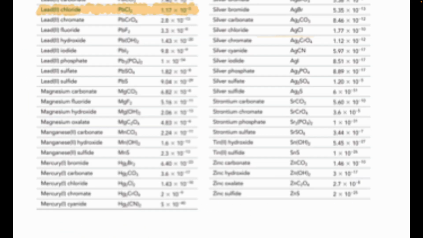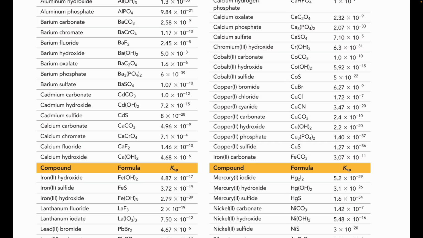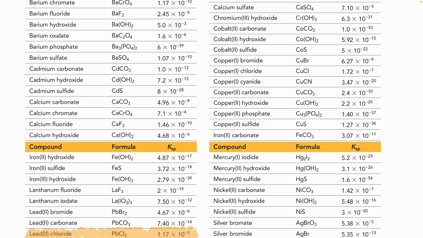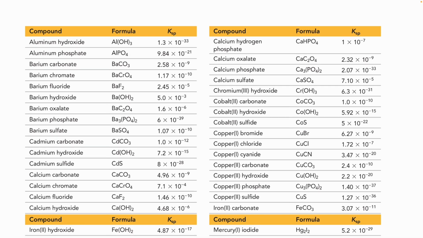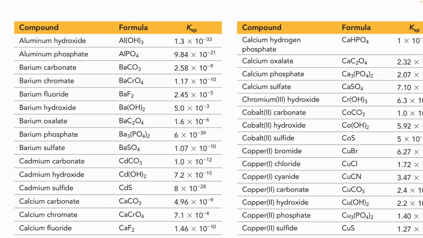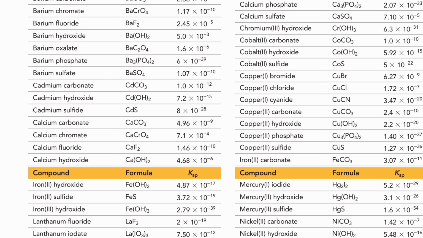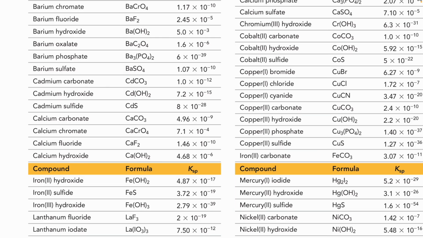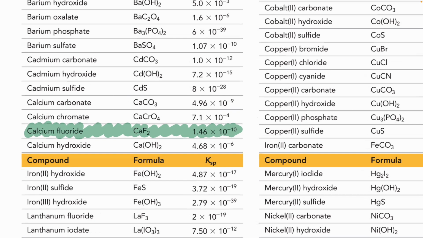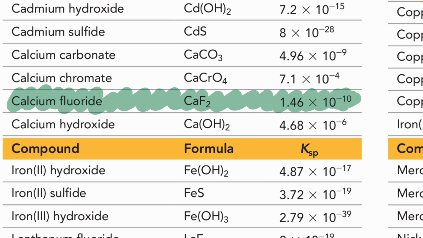All right, let's practice this again real quick, just so we can go from scratch. We're going to grab a new compound. Let's do, oh no, aluminum hydroxide, that's crazy tiny. We're going to do calcium fluoride here. So let's just make note, 1.46 times 10 to the negative 10.